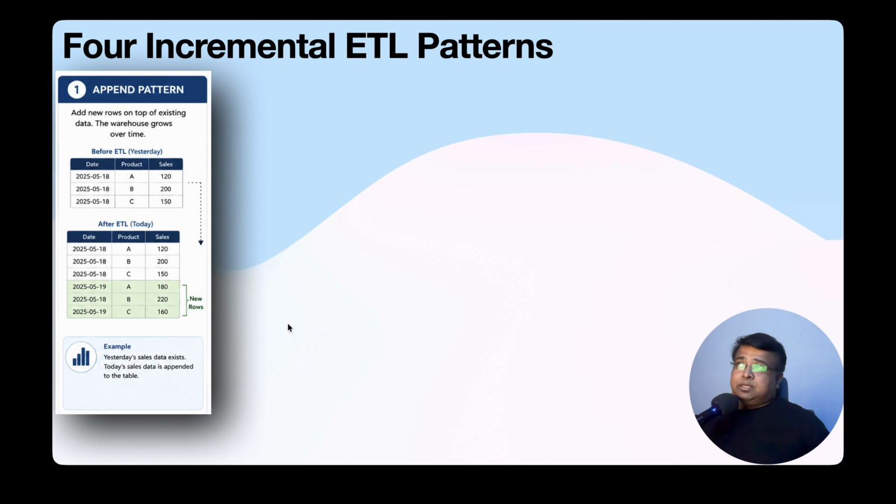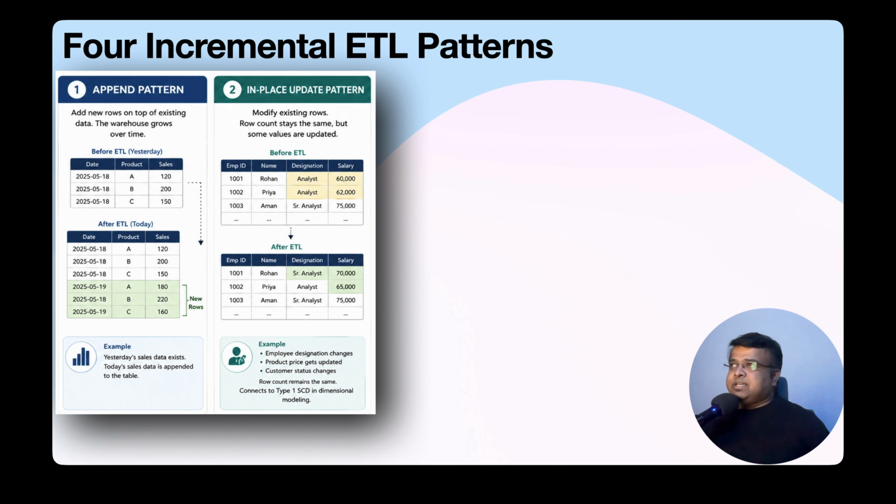The second pattern is the in-place update pattern. In this case, you're not adding new rows, you're only modifying the existing ones. So imagine a table with maybe 1000 records. After the ETL update, you'll still have 1000 records, but maybe a few rows now contain updated values. For example, an employee's designation changes, a product price gets updated, or a customer's status changes. So the number of rows stays the same, but some column values get overwritten. Later, when we discuss dimensional modeling, we'll see how this connects to concepts like Type 1 SCD, or slowly changing dimensions.